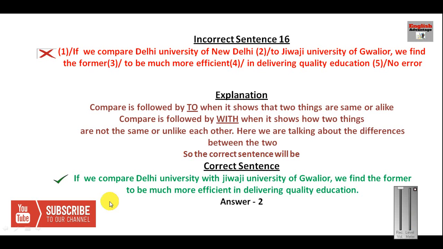Now the same kind of sentence here. Just see here, if we compare Delhi University of New Delhi to Jivaji University of Gwalior, we find the former to be much more efficient in delivering quality education. Now here we are talking about the dissimilarity. What is the difference between Delhi University and Jivaji University? So here we are talking about the differences. So that is why here you should write, if we compare Delhi University of New Delhi with, here you have to write with. So this is the wrong part here. The answer will be 2 here.